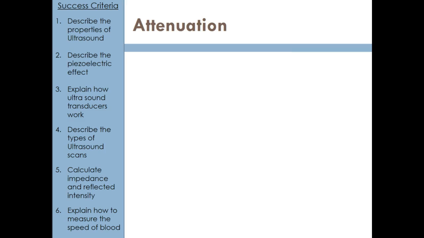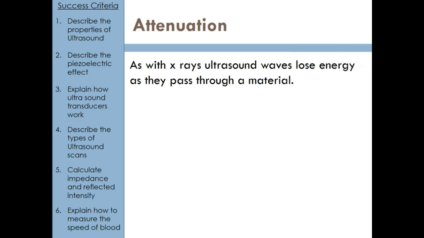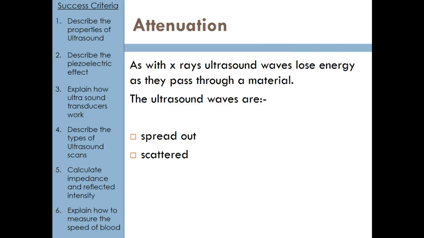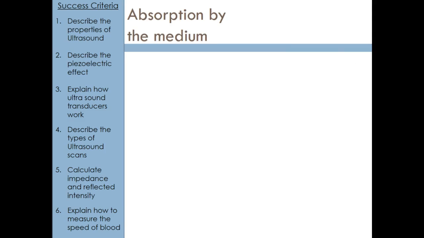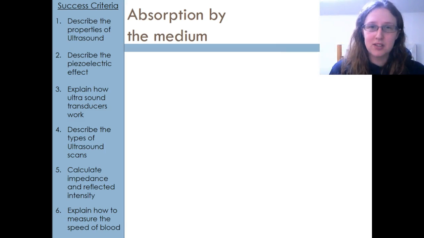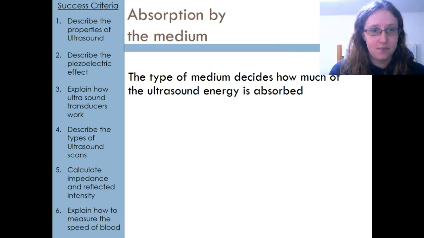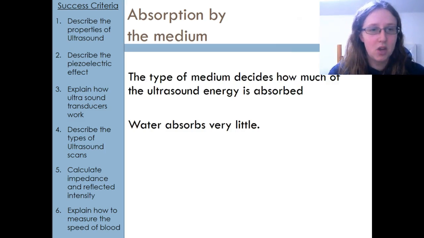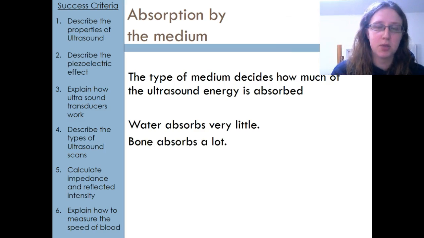Okay, so next thing we need to talk about with ultrasounds is something called attenuation. Hopefully you'll remember that attenuation is about how the rays lose energy as they pass through materials. And for the ultrasounds, the way they lose energy is by getting spread out, by getting scattered, or being absorbed by the material. Now we're interested in the absorption by the medium. The scattering and spreading out is less interesting. So how much gets absorbed depends on the medium. So water absorbs very little, bone absorbs a lot.